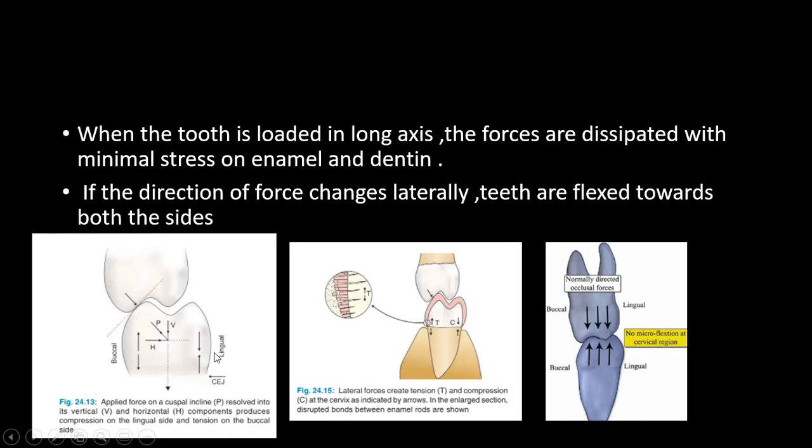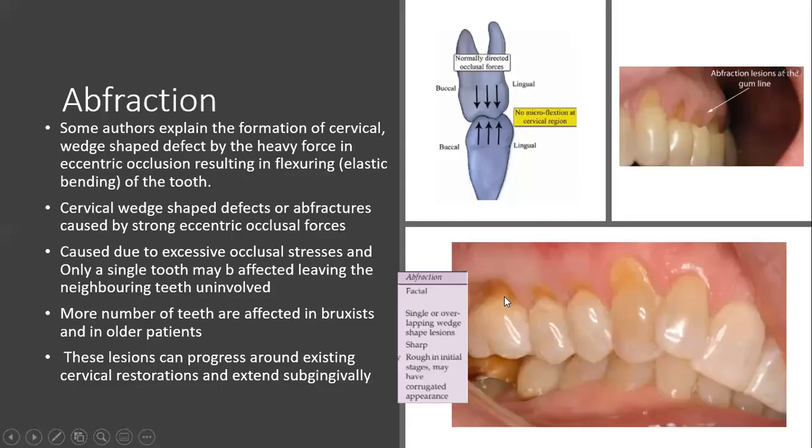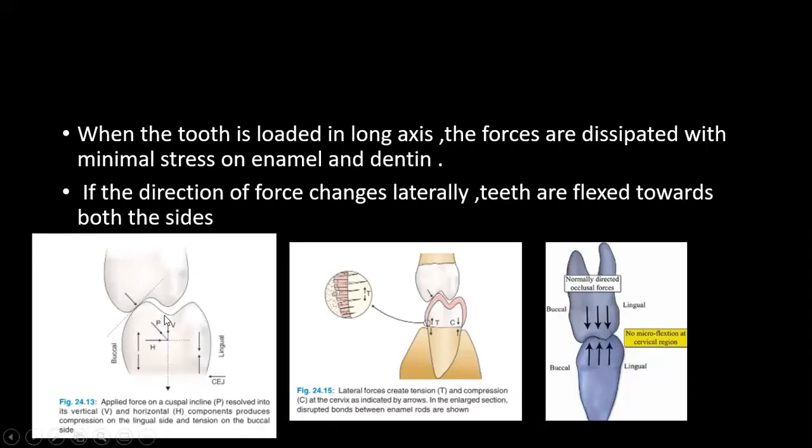On one side there is compression, on the other side there is tension. On the lingual side there is compression, on the buccal side there is tension, leading to abfraction on the buccal side. So abfraction is caused mainly due to heavy force in eccentric occlusion, leading to flexure of teeth.